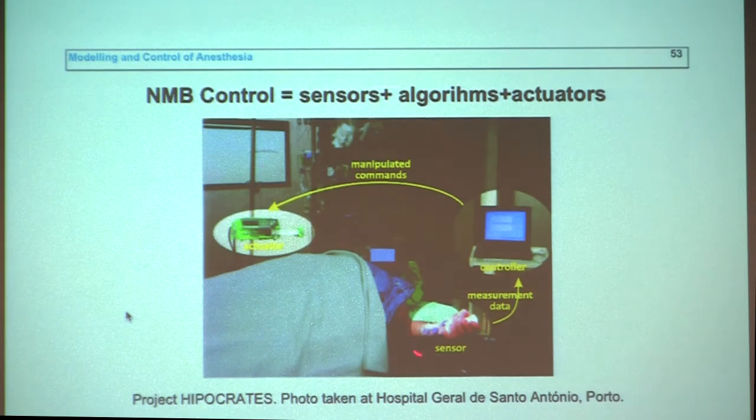You have the sensor, you have measurement data. Actually, the measurement data goes first to the anesthesia tower of equipment and then goes through the USB port to the computer, which is running here, and computes the rate at which this syringe is being pushed. And the syringe is infusing the drug in the patient.